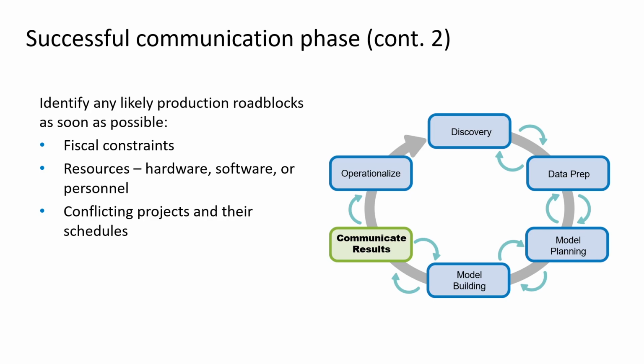While you're thinking about communication and actually operationalizing, you need to think very early, as soon as possible, about some of the roadblocks that you may have. For example, what are these fiscal constraints? Some people need a project to be done by the end of December. If it cannot be used by the end of the fiscal year, you need to wait another 12 months for it to be usable.